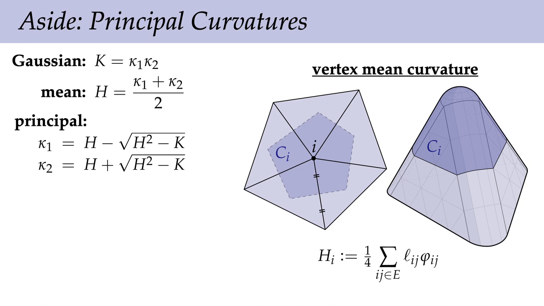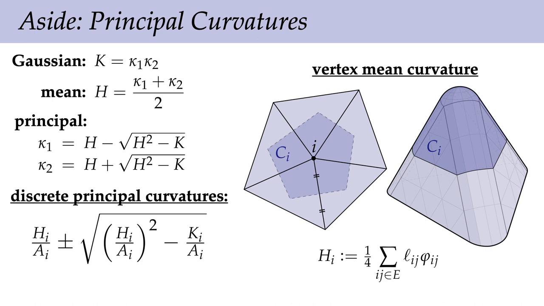Now if we want discrete principal curvatures, we can plug our discrete H and our discrete K into the formula above. One thing you notice here is that I've divided each of these quantities by A, by the area of the dual cell, before plugging it into this expression. Why is that true? Why might I need to divide by area in this case?